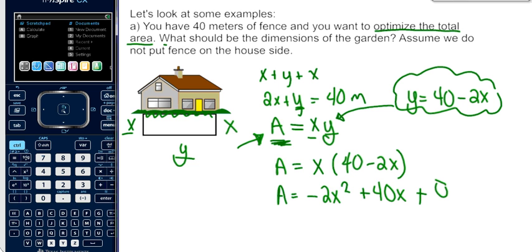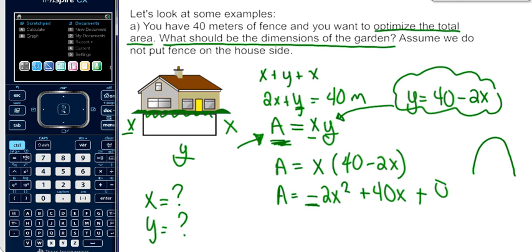What should the dimensions of the garden be? So in other words, what is x? And what is y? To find x, when it's the maximum, we're basically looking for the vertex. We know that A is negative, so this parabola is going to be opening downwards, and the vertex is going to give us the maximum. So to do that, we can do negative b over 2a, and that will give us the x value at our maximum, the x value of our vertex.